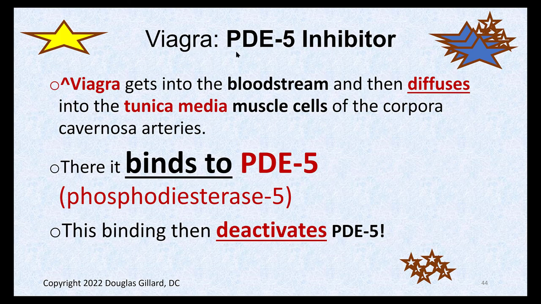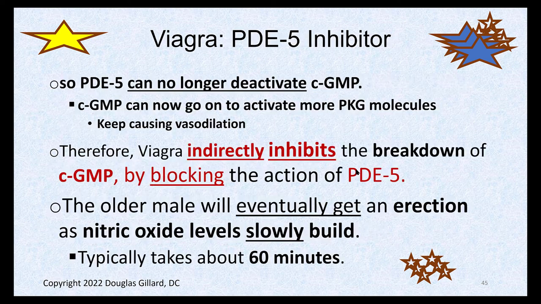Sildenafil, we'll just call it Viagra, inhibits PDE5. It's the PDE5 inhibitor. So you take Viagra, it gets into the bloodstream, it diffuses to all the tunica media of cells all over the body, including the heart. But it finds PDE5 and binds to it and deactivates PDE5. Where does PDE5 live? So we're talking about the smooth muscle cells within the arterioles of the corpora cavernosa. So it deactivates PDE5. We said PDE5 is the erection stopper, right?